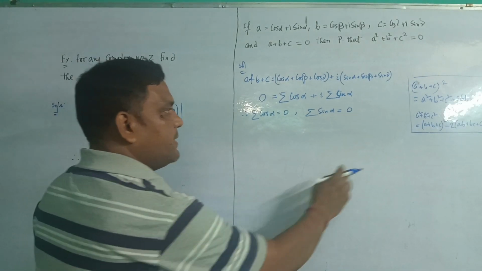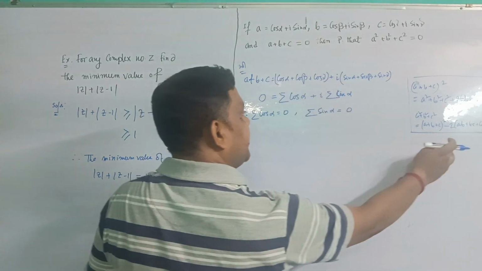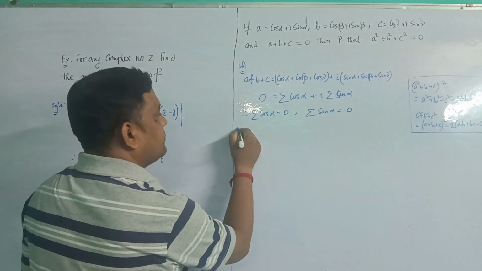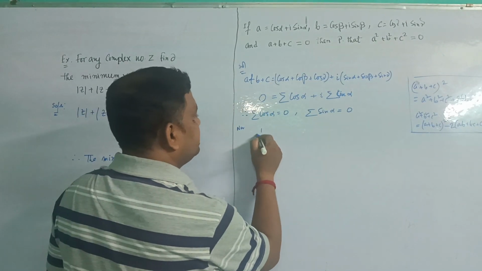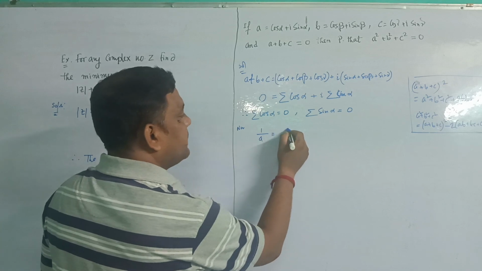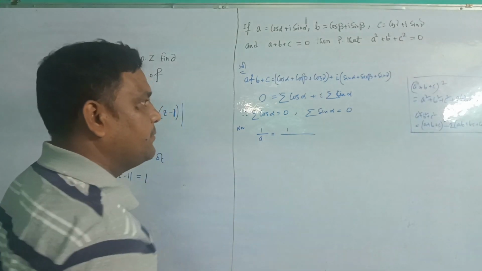So we already have a plus b plus c is equal to 0. We need to find out this. Now to get that particular term, what we will do, let's say 1 by a, 1 by b, 1 by c.